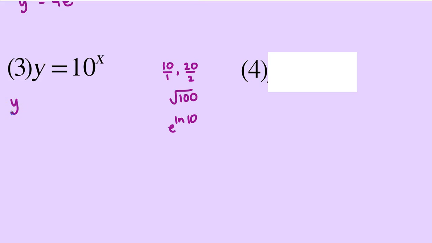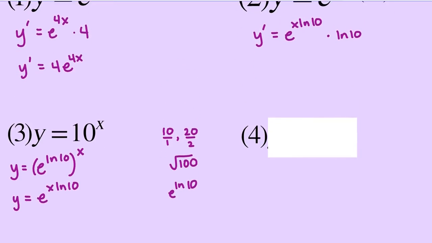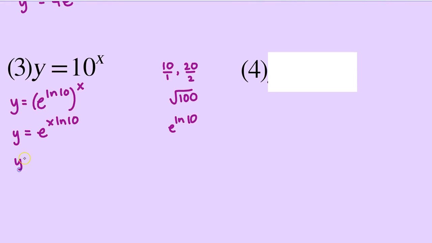So what I'm going to do is write the function as y equals e to the natural log 10, that's replacing the 10, raised to the x power. And remember, if you have a base to a power, you can multiply the powers. So we can multiply the natural log 10 and the x. So we have y equals e to the x natural log 10. Now, this is the same problem we just did, number 2. And we know how to find the derivative of that using the chain rule. The derivative of e to the something is e to the something times the derivative of that something.